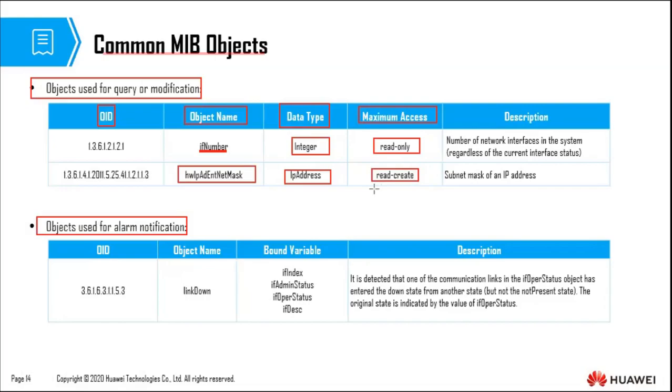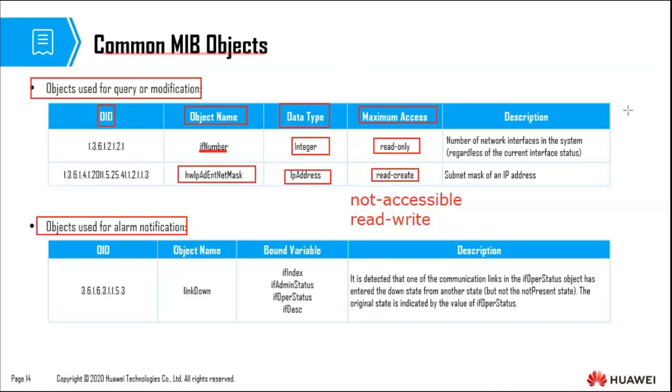Then we have read create. With read create, you can read it, you can modify it, you can add other configurations, and you can delete the configurations that you've added. The other maximum access type is called not accessible. Not accessible means no operation can be performed. So there are four: read only, read create, not accessible, and read write.